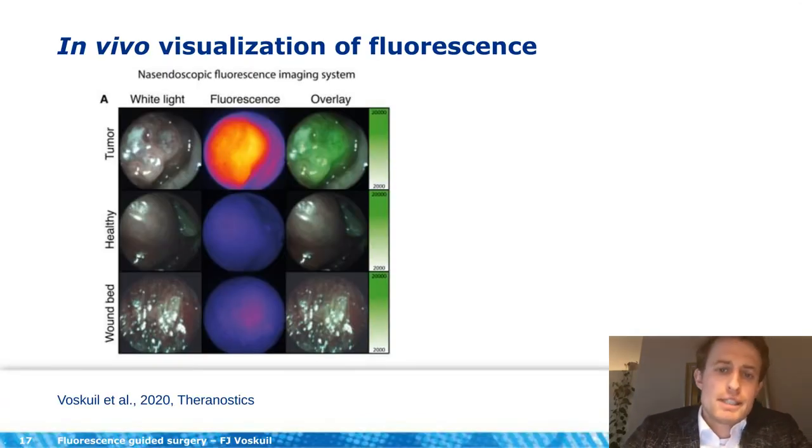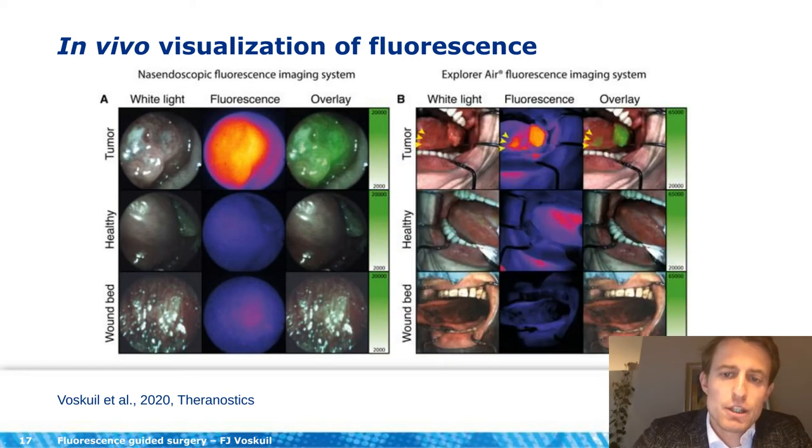So how does it look? This is an in vivo image of the fluorescence. You can see here an image obtained with an endoscopic fluorescence imaging system, which is custom built by us together with Munich again. And here you can see the floor of the mouth, which shows a large tumor. And you see clear fluorescence at the tumor and no fluorescence at the healthy contralateral side. This is the open-air system.